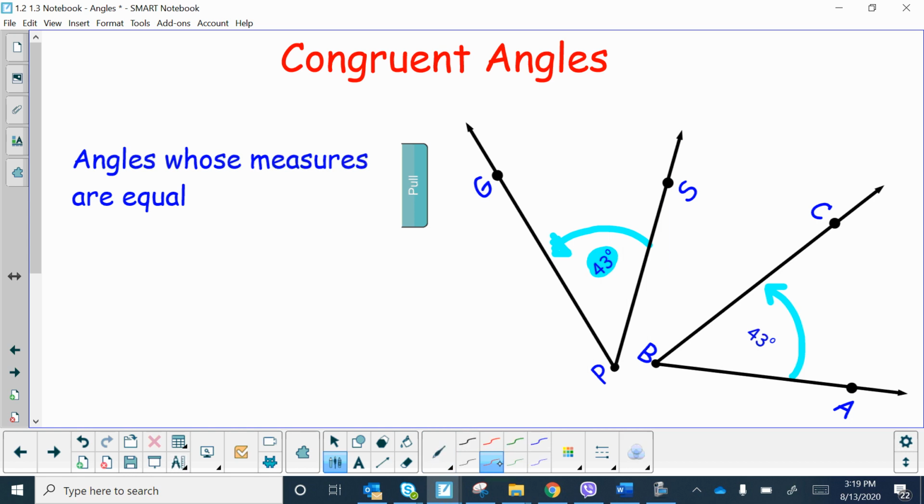Okay? The other thing that you might see, if they don't give us an angle measure, they're going to have this little tick mark like this in each angle. Okay, so if you see those tick marks, that also signifies that they're congruent. So we have angle GPS is congruent, remember the congruent symbol from unit 1, from lesson 1.1, to angle ABC.